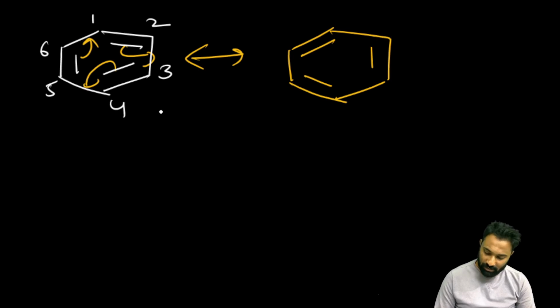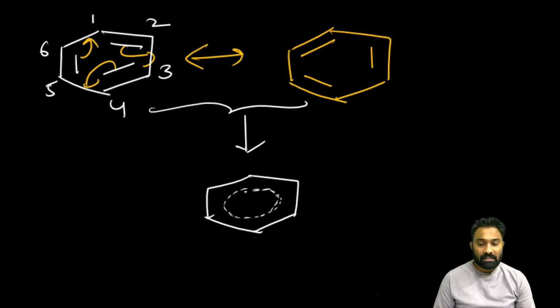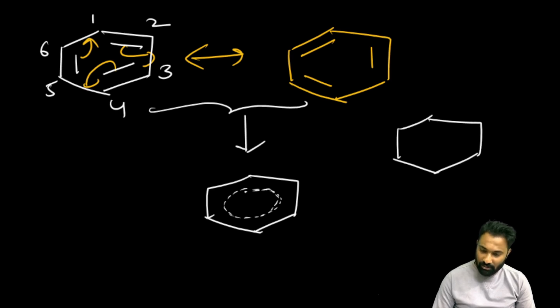Between these two resonating structures, we have one actual structure, the resonance hybrid. That resonance hybrid will be in this manner, right? That's the reason whenever we represent benzene, we represent it in this manner, right? This indicates that the pi bonds in benzene are completely delocalized in the ring. Clear? Done.